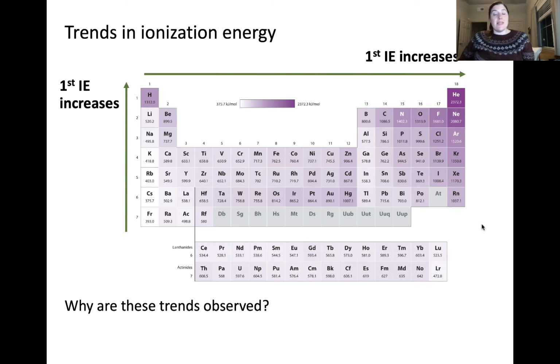So again, we can explain these trends for the same exact reason that we used when talking about atomic size, which is based on arguments surrounding effective nuclear charge and the principal quantum number n associated with the valence electrons for a particular element.